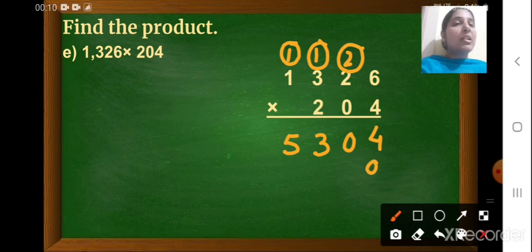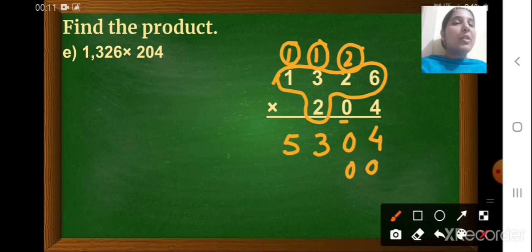Now directly children, you can see we have to multiply the multiplicand by the digit at the tens place of the multiplier, which is 0 here. So there is no need to multiply by 0 in this whole step. Instead, we will skip that step, or instead we will write one more 0 here. Okay, and now we will be multiplying this 1326 by the digit at the hundreds place here. Now because we are multiplying by the digit at the hundreds place, for that we will directly write 2 zeros here and then we will multiply.